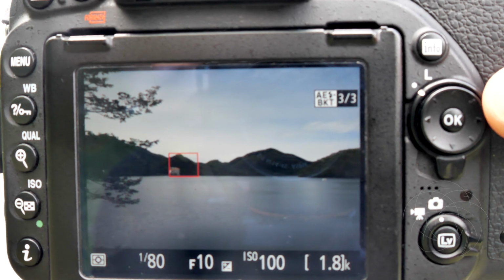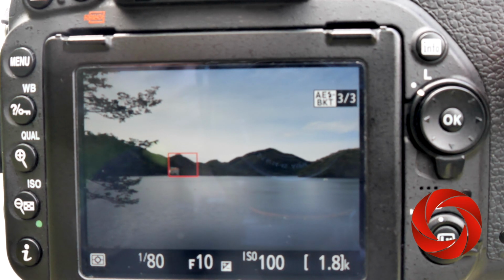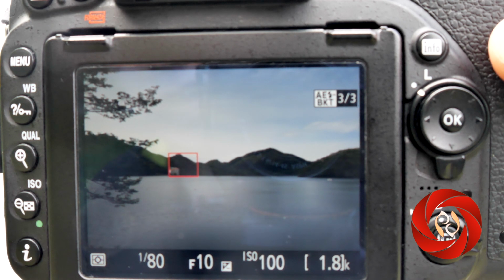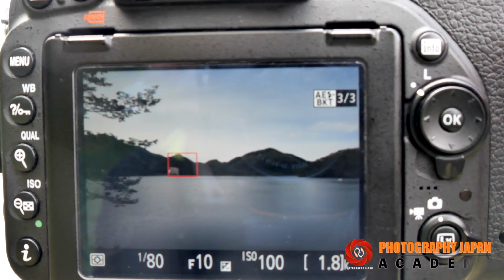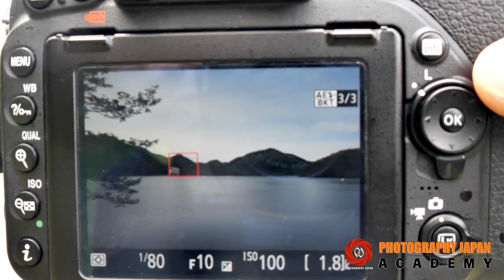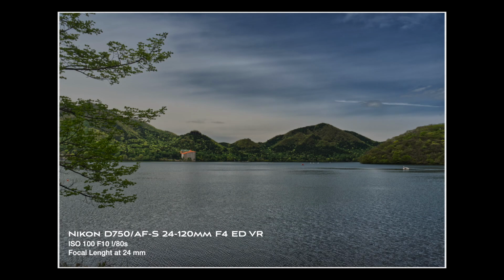So our setup is this, and we are at f10. Our speed is 1/80th of a second, and the ISO is again 100. You know, I always use ISO 100 when I'm outside in the daytime, so it will give you the best. So, taking this photo.